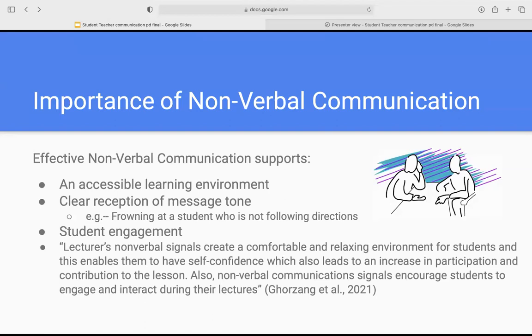Nonverbal communication sets context, tone, or emphasis to active communication. Intentional application of nonverbal communications supports lesson accessibility, conveyance of emotion behind the message, and student engagement. Gorzang 2021 states, lecturers' nonverbal signals create a comfortable and relaxing environment for students, and this enables them to have the self-confidence, which also leads to an increase in participation and contribution to the lesson. Also, nonverbal communications signals encourage students to engage and interact during their lectures.